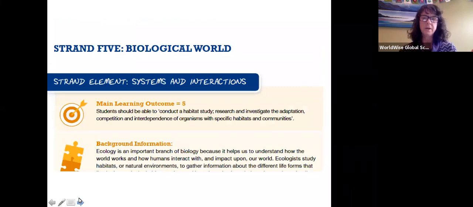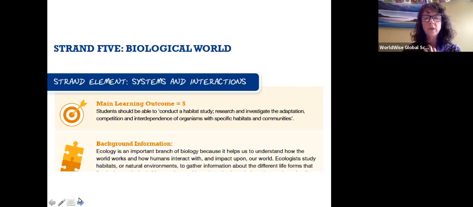So then, obviously, when it comes to the biological world, it is looking again at systems and interactions, but looking at our ecological system. And part of their learning outcome 5 is to conduct a habitat study and research and investigate the adaptation, the competition, and the interdependence of organisms with specific habitats and communities.